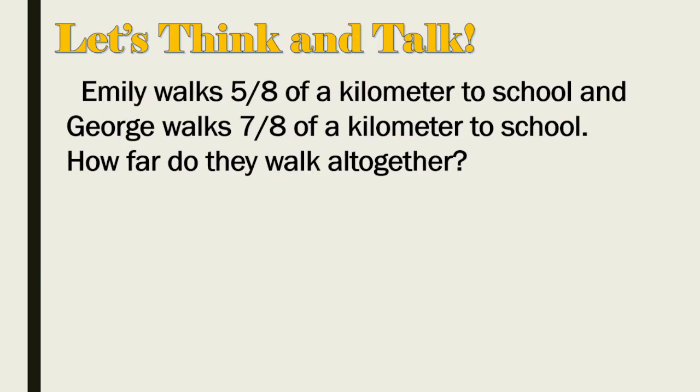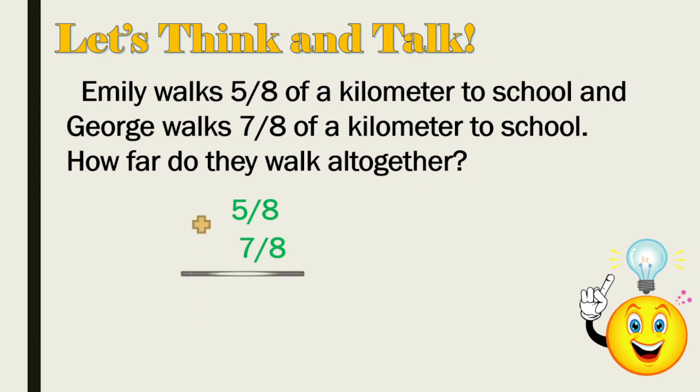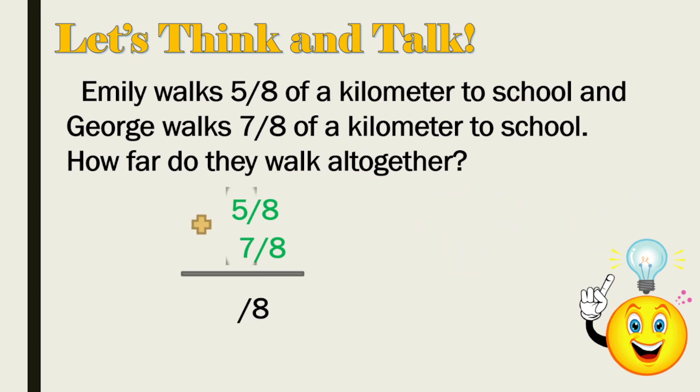Emily walks 5/8 of a kilometer to school and George walks 7/8 of a kilometer to school. How far do they walk altogether? So let's discuss answering this one. We have 5/8 and 7/8. Look at the denominators, they are the same. If they are like fractions, we just write the denominator as it is, 8 pa rin. Then look at the numerator, that is what we're going to add.